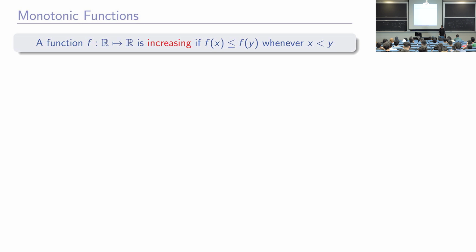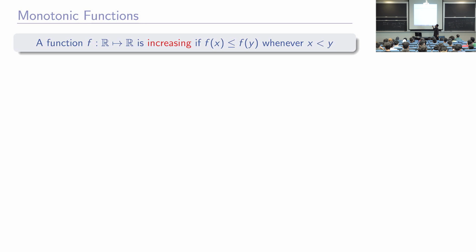This is how we write it. For any x and y, whenever x is smaller than y, then the output on x is also smaller than the output on y. Okay? f(x) is less than f(y) whenever x is less than y, right. In other words, if I increase the input from x to y, the output increases from f(x) to f(y). Okay, that is why it is called an increasing function.